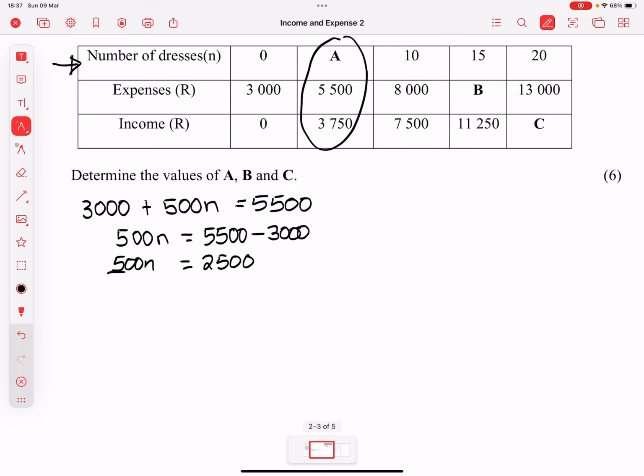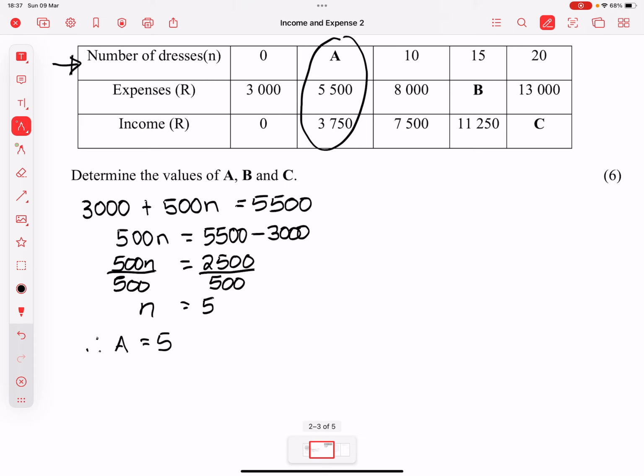Then what we do is we divide both sides by 500. And therefore we will have N equal to 5. So that would mean that you have your 5 dresses there. So therefore A is equal to 5.